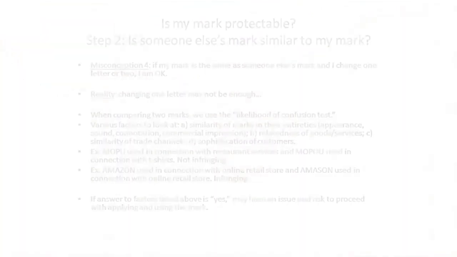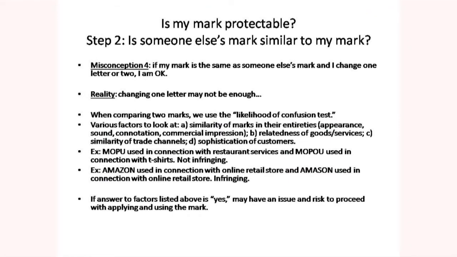So once we've determined if our mark is distinctive enough to be protectable, we're going to go to step 2 and determine if there is another mark out there that would be too similar to our mark and would be an impediment to the registration and even use of our mark. So here we're going to apply a test that's called the likelihood of confusion test, and that's a test that's been created by case law in the United States.